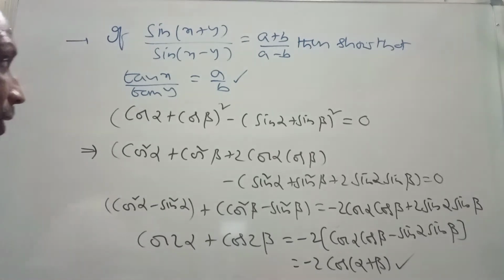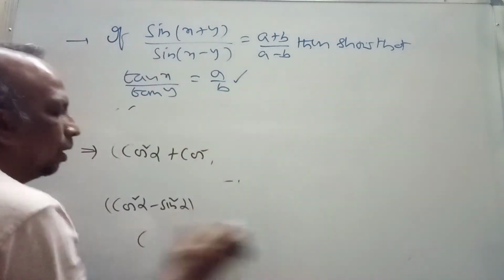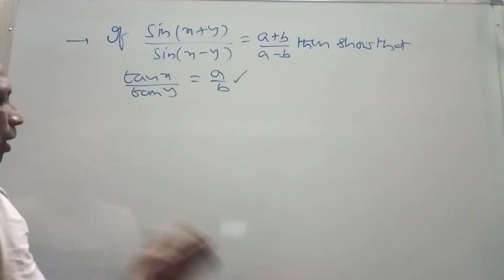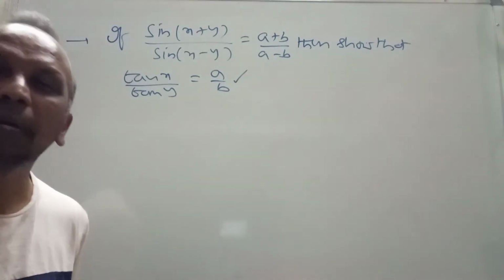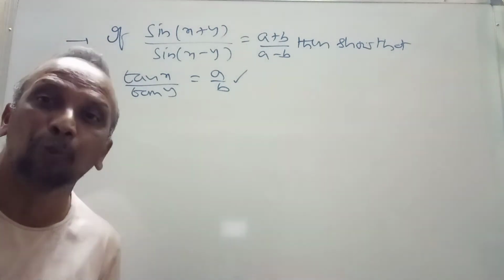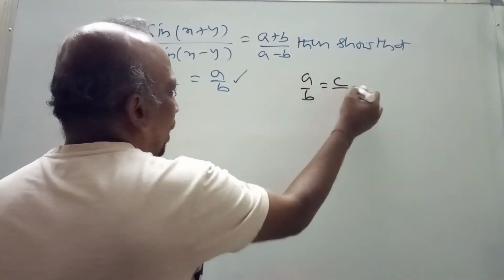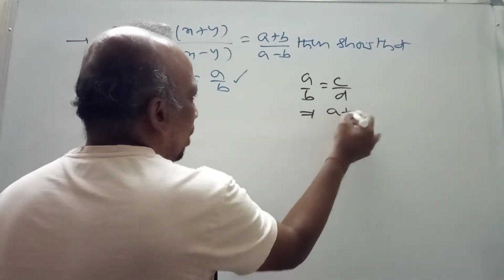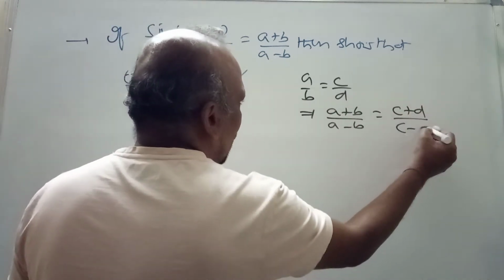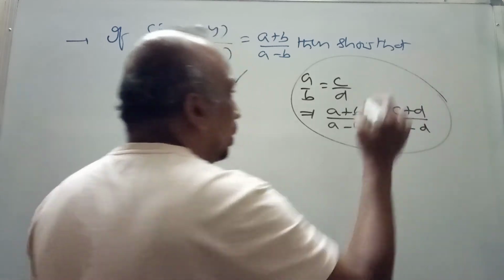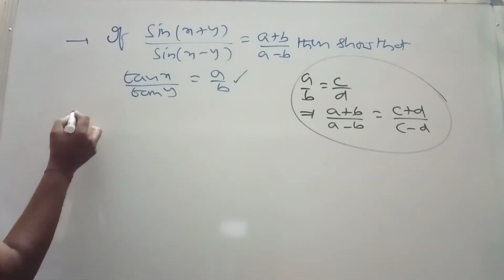Now you can observe here when they are asking this result. Yesterday also we discussed in one session, in the first session, where I discussed about componendo and dividendo property. I will remind you again. If a by b equals c by d, it implies a plus b by a minus b is equal to c plus d by c minus d. This is the componendo and dividendo property. Same thing I can consider here.